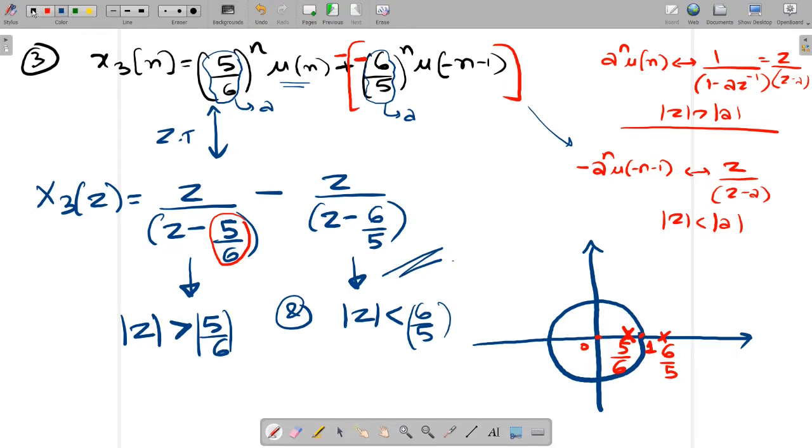So what does the first ROC say? First ROC says that mod z is more than 5 by 6. Means the ROC should be somewhere like this. More than means like this. And the next ROC I will do in green color. Mod z is less than 6 by 5. Less than means you should not have the unit circle. It should be like this. Be very careful with more than, less than. Okay, I am not able to draw the circle properly, so please do it properly in your exams. Mod z is less than 6 by 5 means it should be inside like this.